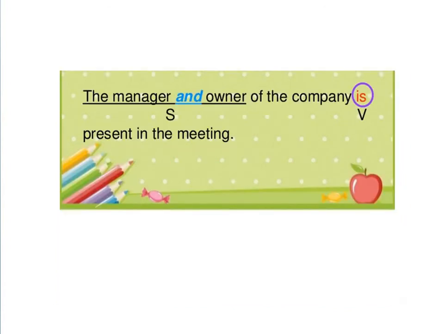Let's take an example. The manager and owner of the company is present in the meeting. The manager and owner are two people, compound subjects. They're joined by and, but they're referring to the same company. They're referring to one company. Here we are not supposed to write the manager and owner of the company are present in the meeting, because the manager and owner are referring to one thing, to one concept, that is the company.